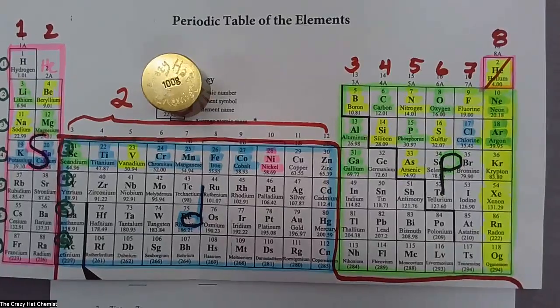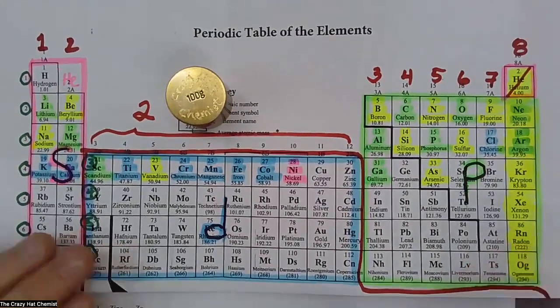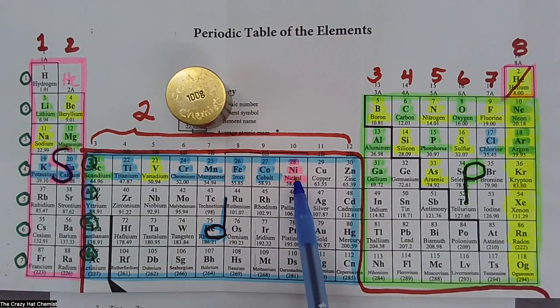Zoom in just a little bit. Here we go. Let's see if we can center this. Perfect. All right, looking good. So we're going to do the electron configuration and then orbital box diagram for nickel.